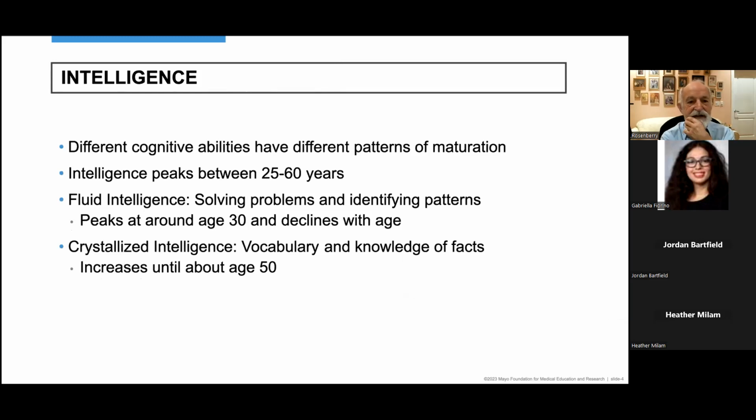Intelligence. Different cognitive abilities have different patterns of maturation. Intelligence peaks between 25 and 60 years. Fluid intelligence, namely solving problems and identifying patterns, peaks at around age 30 and declines with further age. And what's called crystallized intelligence, which is vocabulary and knowledge of facts, increases until about age 50.